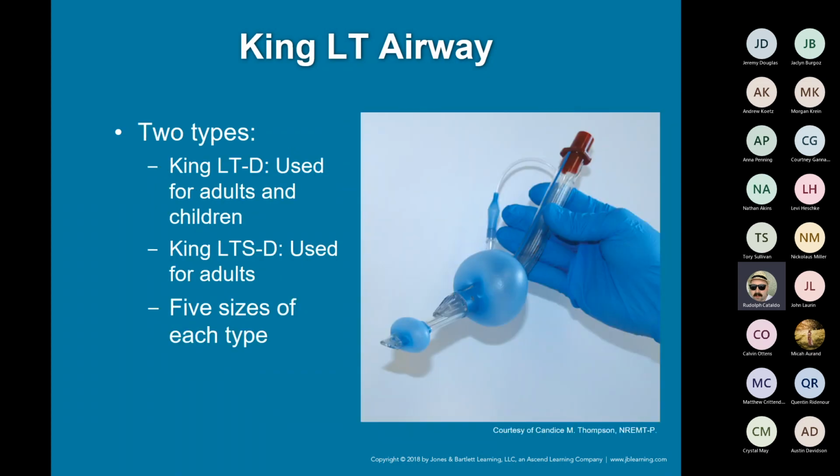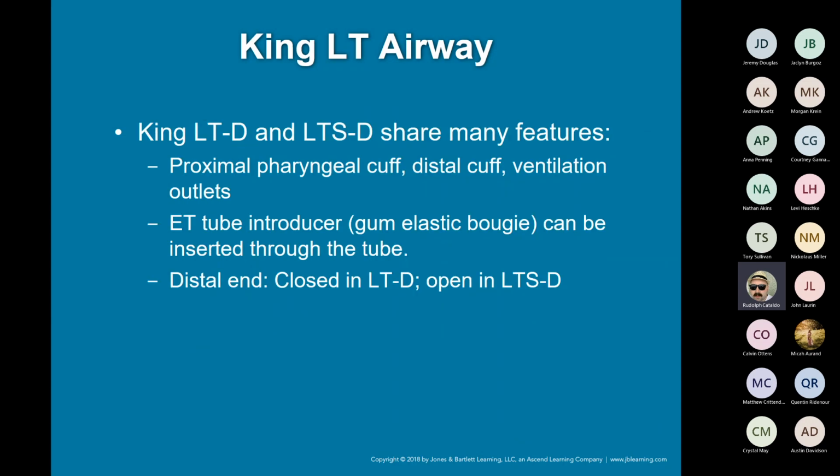There are 2 different Kings: the King LTD and the King LT-SD. The LTD is primarily for adults and children, and can be used in either discipline. The LT-SD is for adults entirely. The D at the end of King LTD stands for disposable, if that were to ever come up. You can use a bougie if needed, but again, they're blind insertion.